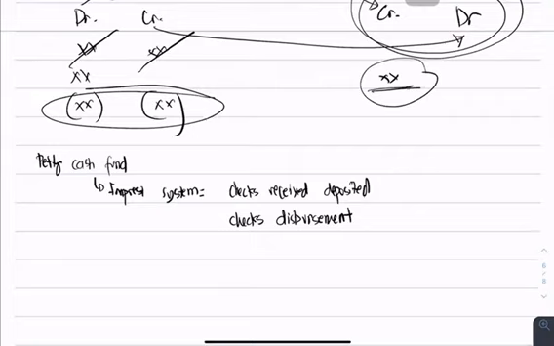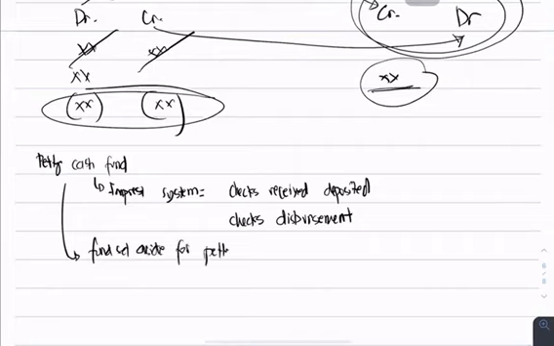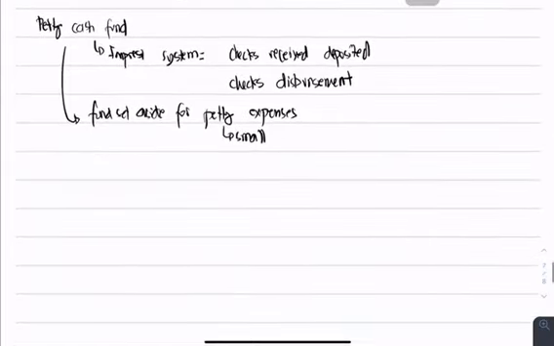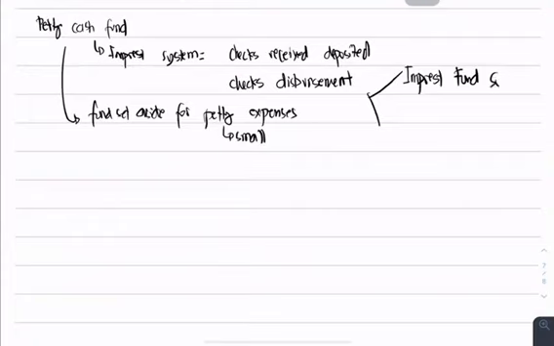Now, under your petty cash fund, remember, petty cash fund is a fund set aside for petty expenses. So when we say petty expenses, these are small business expenses. And under your petty cash fund, we have two methods to account for it. That is either impress fund system or fluctuating fund system.